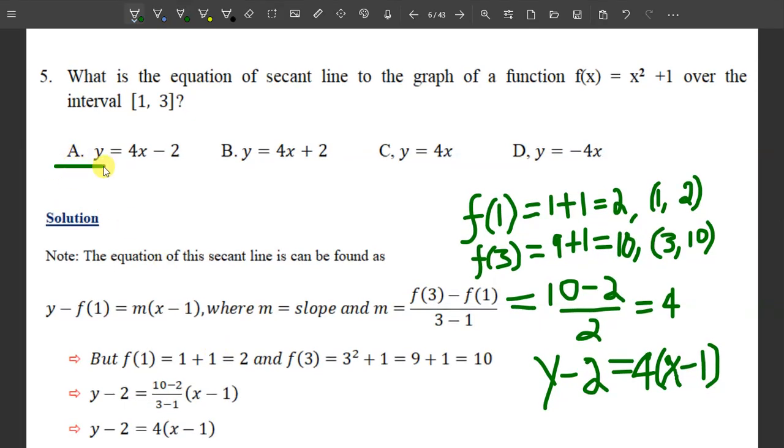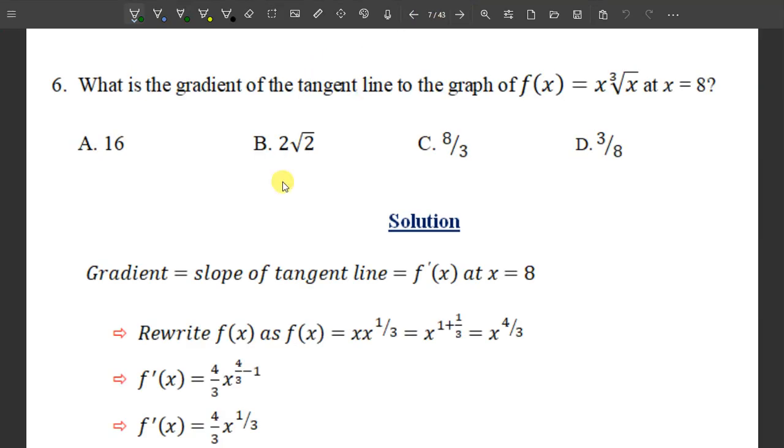This is question number 5. Now let us see the next question. The next question says as follows. What is the gradient of the tangent line to the graph of f of x is equal to x times the cube root of x at x is equal to 8? That is what the question says.